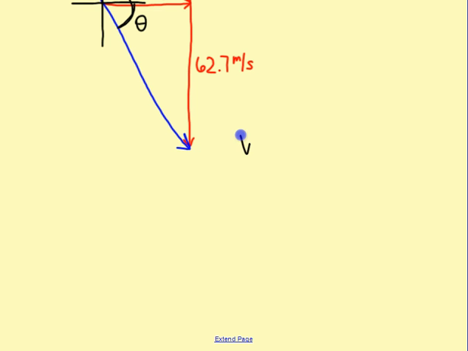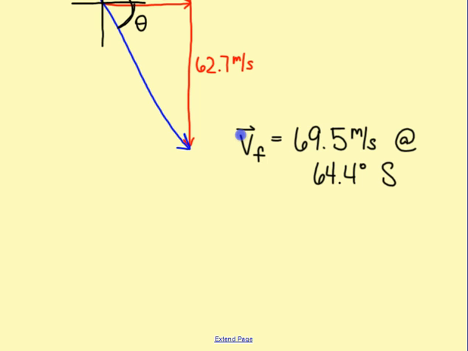You should have gotten that the final velocity is equal to 69.5 meters per second at an angle of 64.4 degrees, and that is south of east, or below the positive x-axis. In class, we will do more example problems like this, and we'll also learn more about angled launch problems. Remember, if you have any questions about this video, bring those questions to class with you when we meet next.